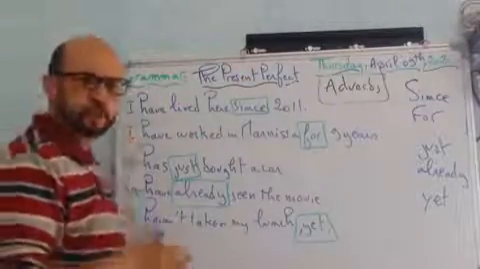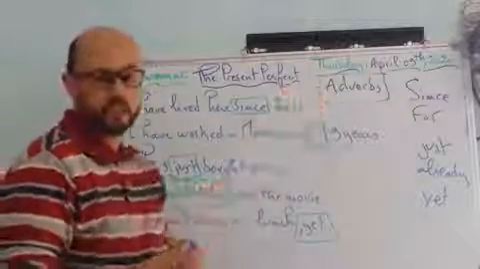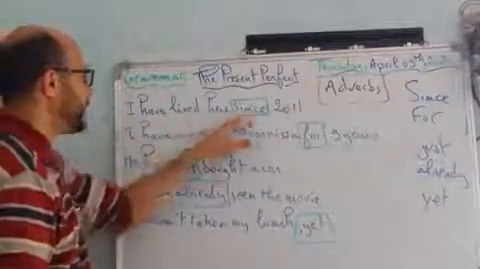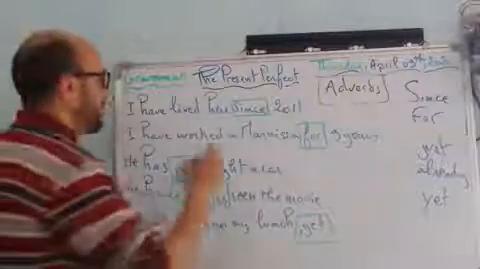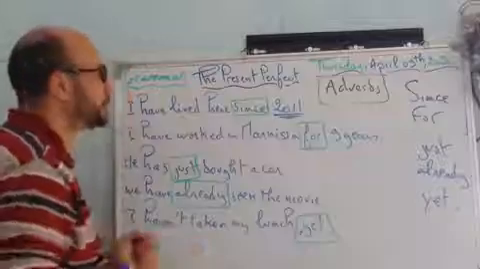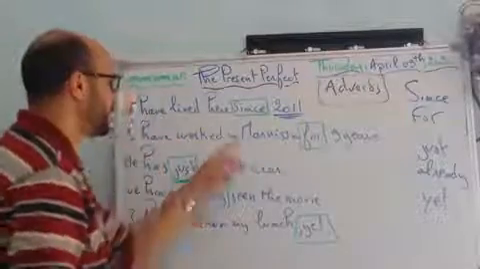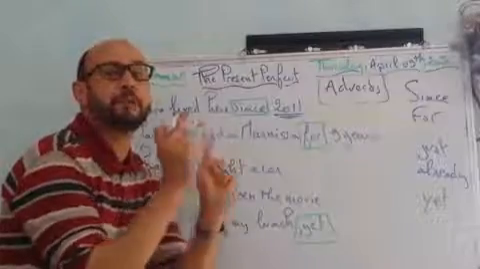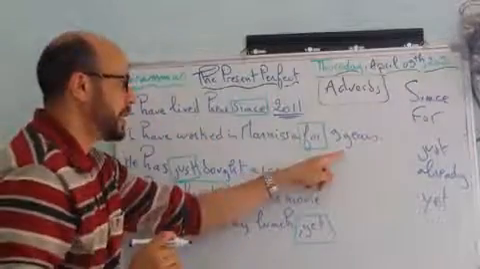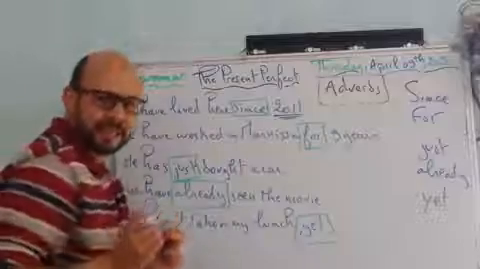So with the present perfect, we normally use some adverbs. And these 5 adverbs are the ones that are most used with the present perfect. I'll explain these 5 adverbs. Since. I have lived here since 2011. So normally since is followed by a date. Since in Arabic is منذ. For. I have worked in Mernisa for 9 years. So with for, I give here a period of time, a specific duration, 9 years. So for always comes followed by a period of time.